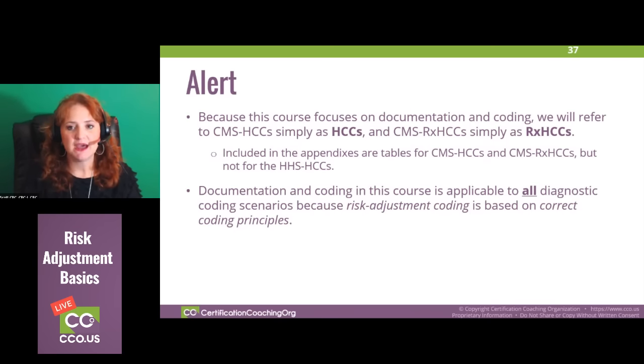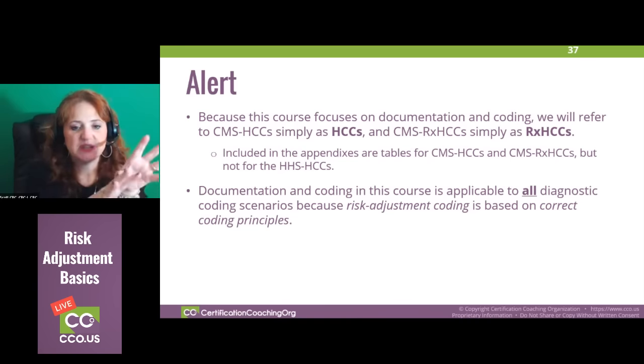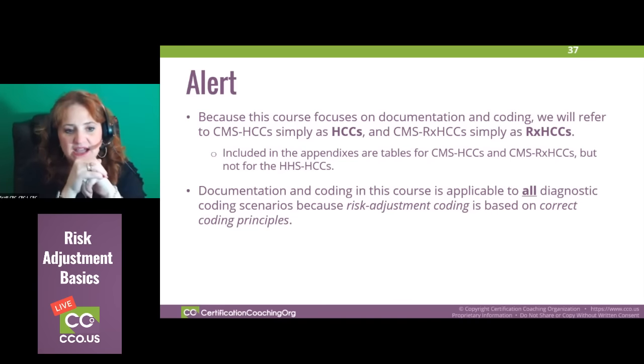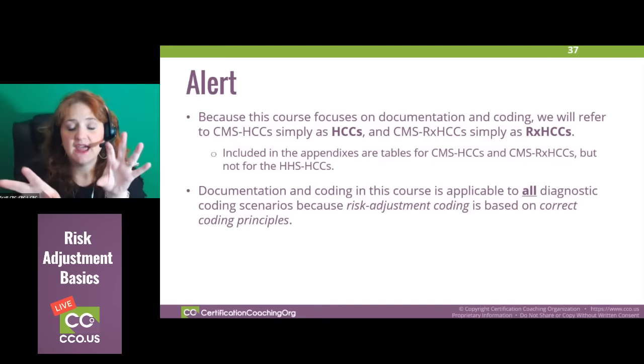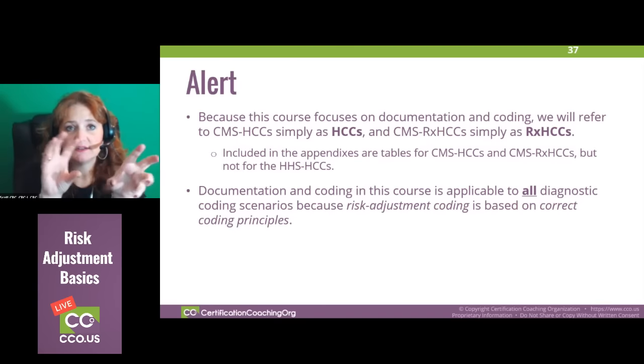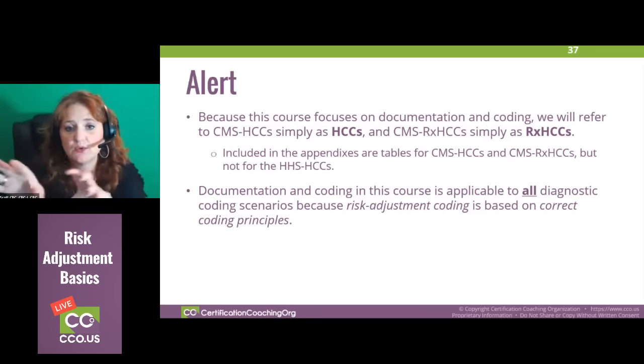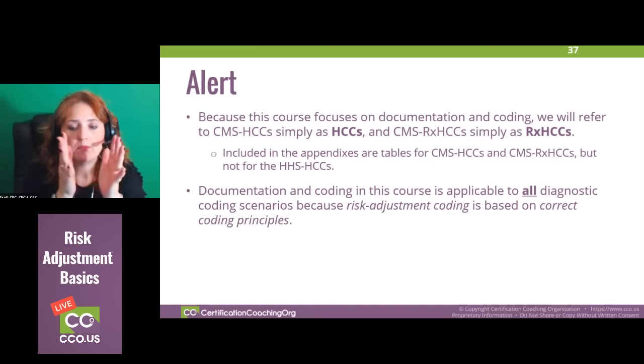So wrapping up, this is what you need to be aware of. You know the difference between the HCCs and the RX HCCs. You know the difference between HHS HCCs and CMS HCCs. They're different tables. The money is set aside differently, and the equations that they use to determine them are different. We already established that.